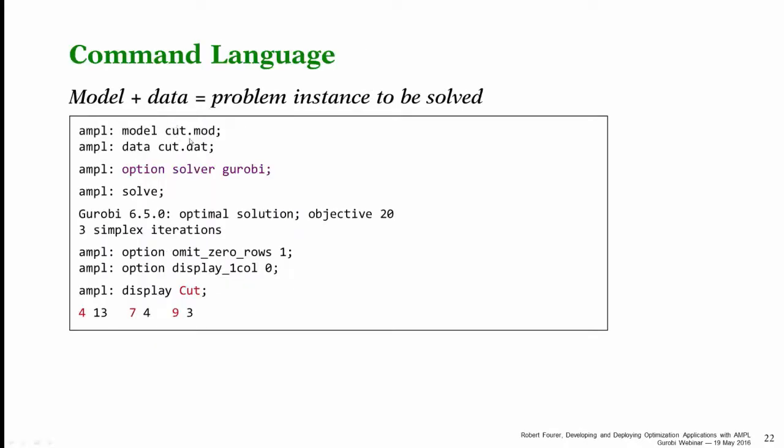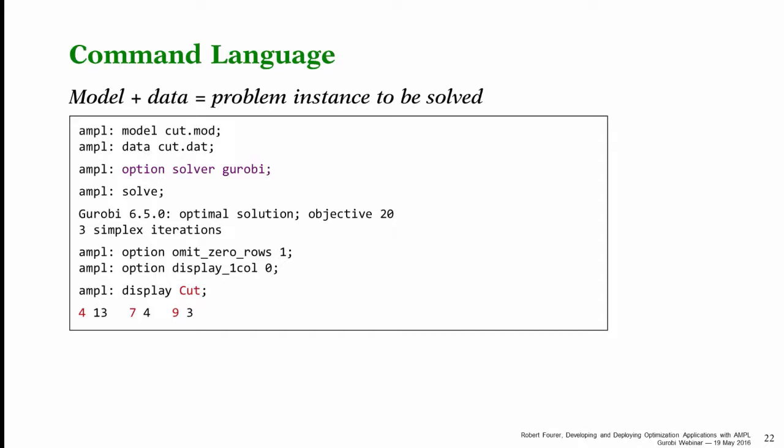Here's my run. I say read the model and data, set the solver as Gurobi, and solve, and Gurobi quickly solves this problem. I set a couple options for display, and just say display the results. And so here's the variable, how many to cut. It says cut 13 of pattern 4, 4 of pattern 7, and 3 of pattern 9. And it takes a total of 20 raw rolls to achieve that.